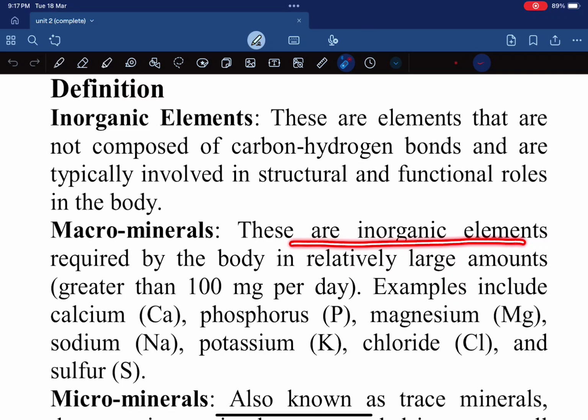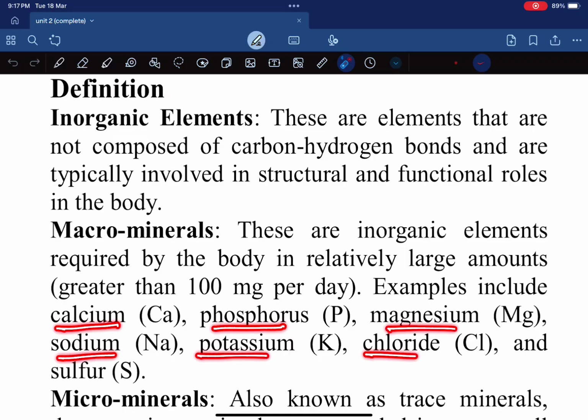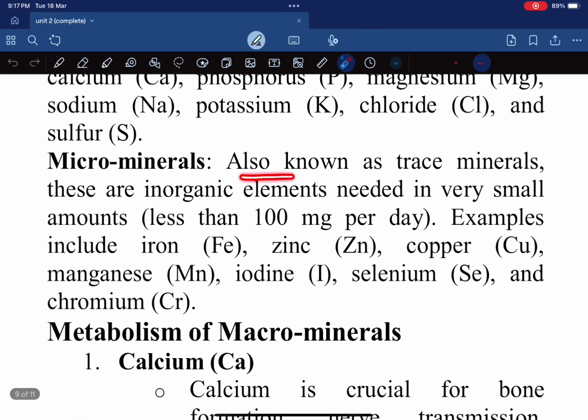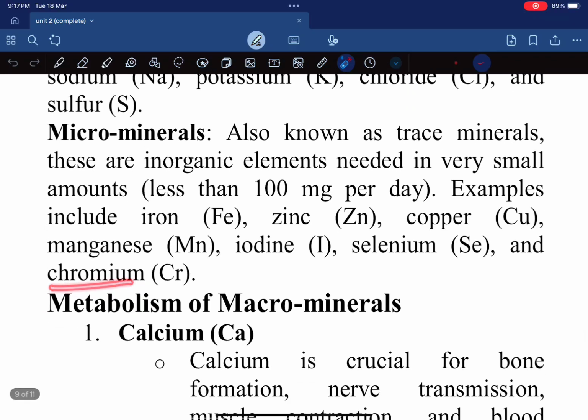Macrominerals. These are inorganic elements required by the body in relatively large amounts, greater than 100 mg per day. Examples include calcium, phosphorus, magnesium, sodium, potassium, chloride, and sulfur. And microminerals, also known as trace minerals. These are inorganic elements needed in a very small amount, less than 100 mg per day. Examples include iron, zinc, copper, manganese, iodine, selenium, and chromium.